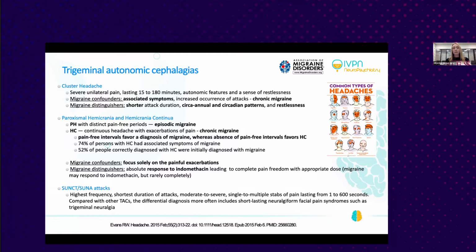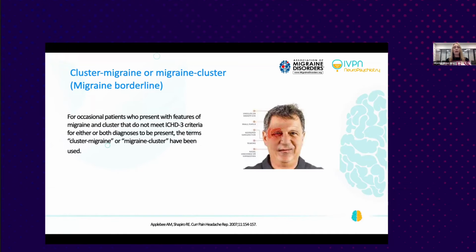To confuse SUNCT and SUNA is not that easy because they're less frequent and their duration of attacks is a lot shorter. And here we come to the next term. So it's not a secondary headache, but it's a migraine borderline. We will be mentioning 3 of those symptoms right here. This one is called cluster migraine or migraine cluster.